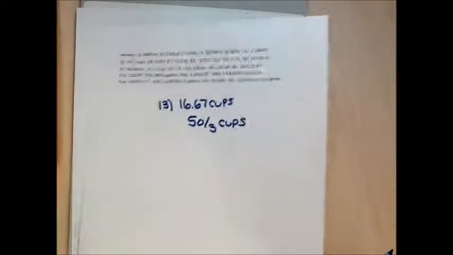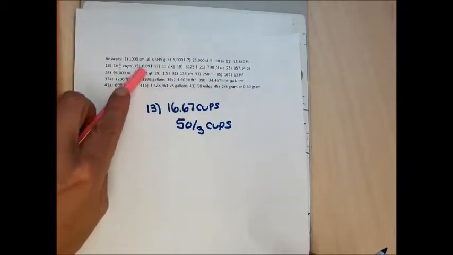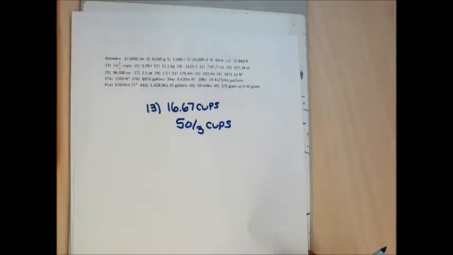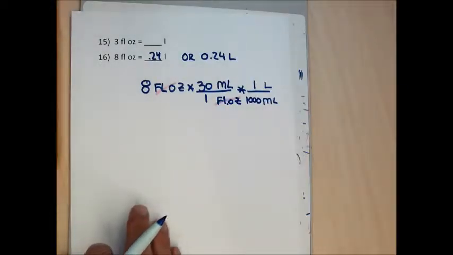For your problem 15, you're trying to get 0.09 liters. And again, you can just write 0.09. If you don't write the 0 before the decimal, that's okay.